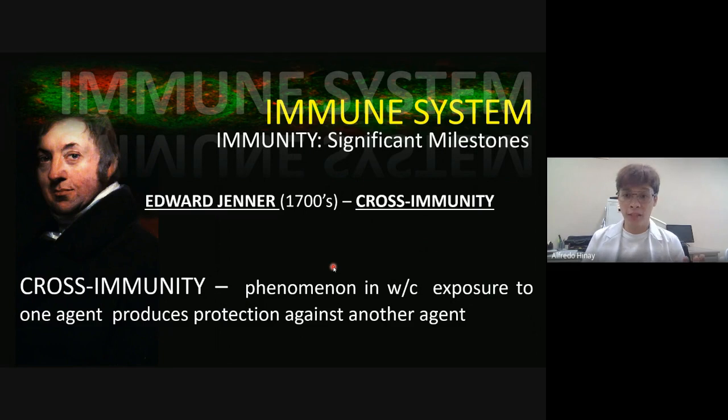And then if, for example, this person who was exposed to cowpox is infected with smallpox, and the smallpox and cowpox have almost the same external structure, then the antibody can still recognize it as cowpox. Then the antibodies will try to opsonize it. After opsonization, phagocytosis will occur, activation of enzymes will occur, and then clearance will happen. So when we say cross-immunity, it's a phenomenon in which exposure to one agent produces protection against another agent. I hope that you understand about cowpox and smallpox.